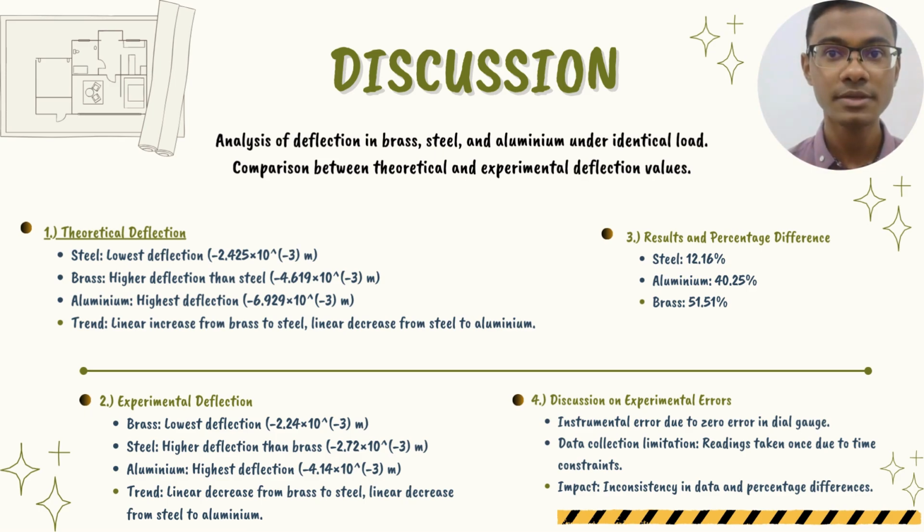For the final element of the discussion, we'll discuss the experimental errors. The first experimental error would be the instrumental error due to zero error in the digital gauge. Next will be the data collection limitation. This is due to the reading being taken once because of time constraints. And finally, the impact. This is due to the inconsistency in data and percentage difference.